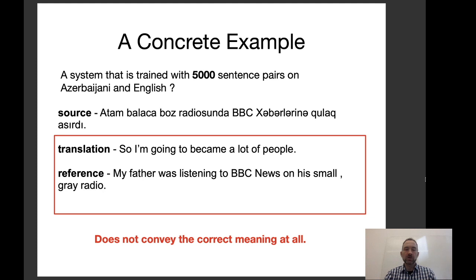To give a concrete example, this is a system that's trained with 5,000 sentence pairs of Azerbaijani and English. We feed in the source, and as the translation, we get "so I'm going to became a lot of people," which is neither grammatical nor at all correct, given that the reference is "my father was listening to BBC News on his small gray radio."